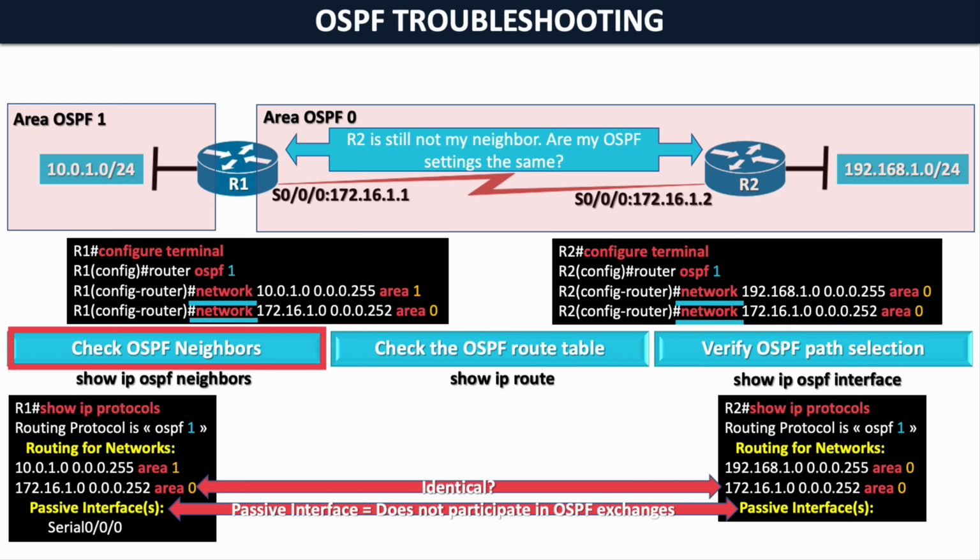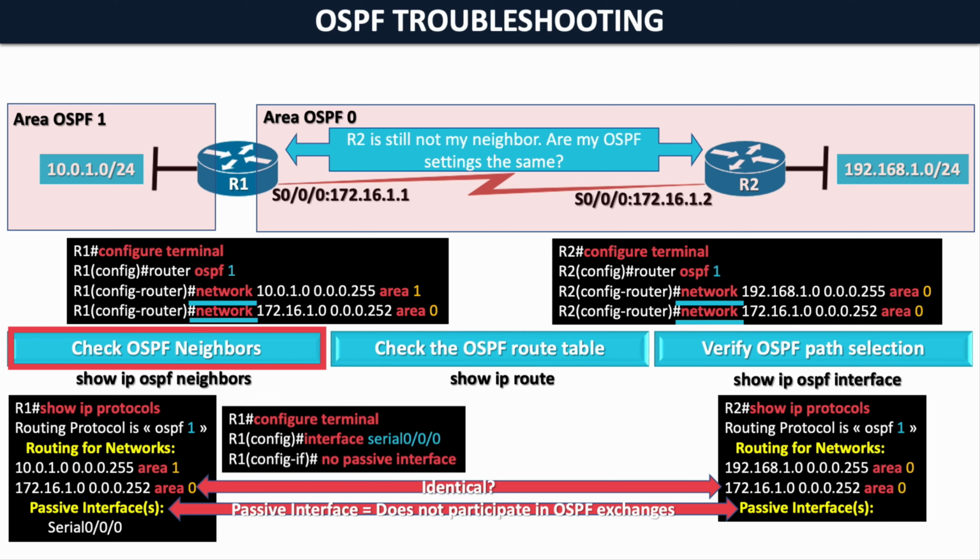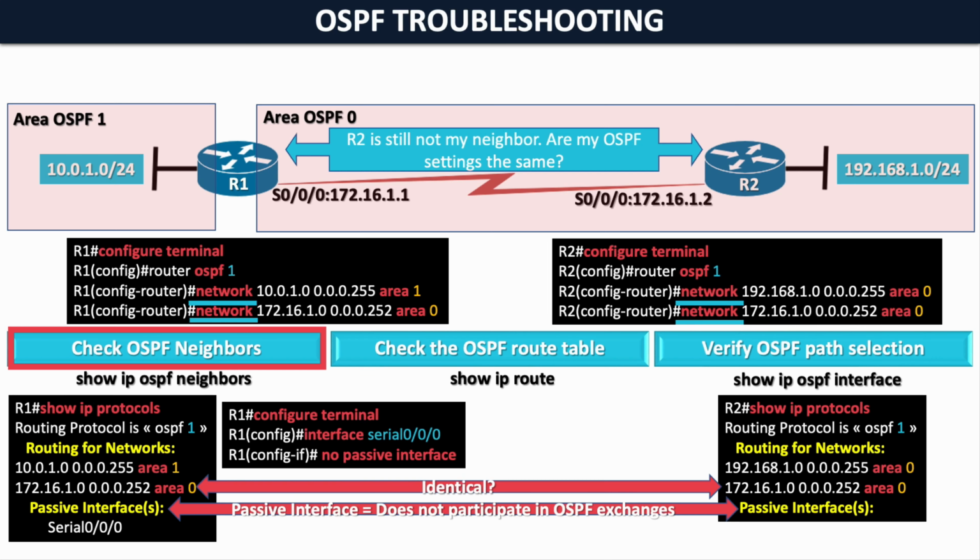Now that we have targeted the problem, all that remains is to do a no passive-interface on the serial interface 0/0/0 of router 1 so that the neighbor relationship can be established correctly and the two routers can exchange LSA messages. Check the OSPF routing table.